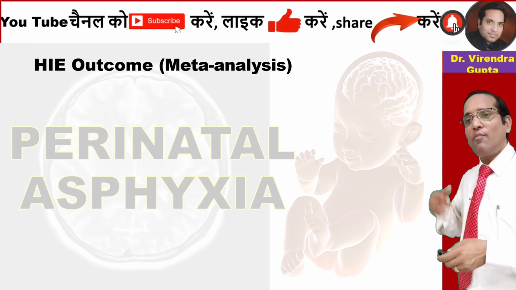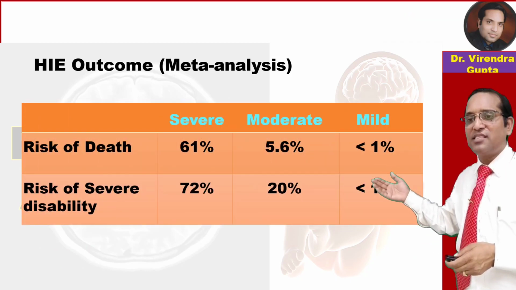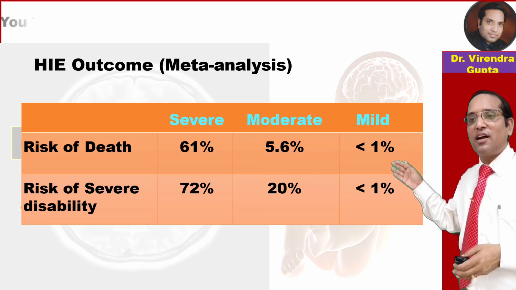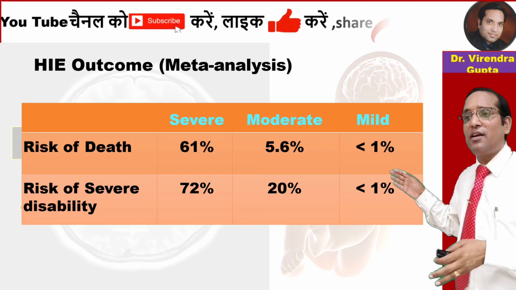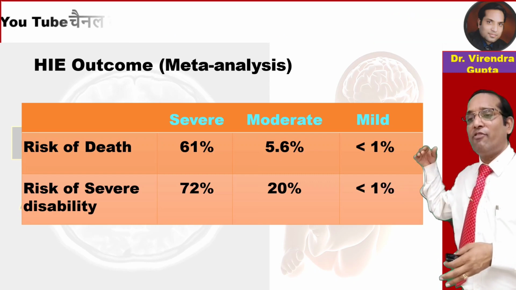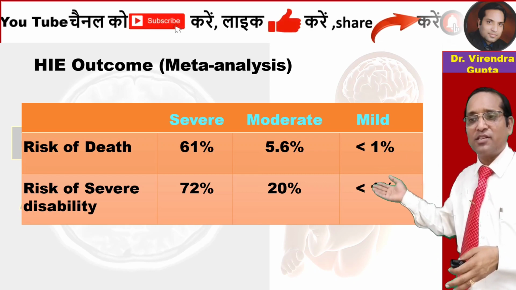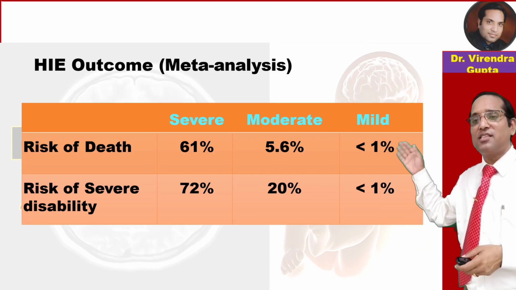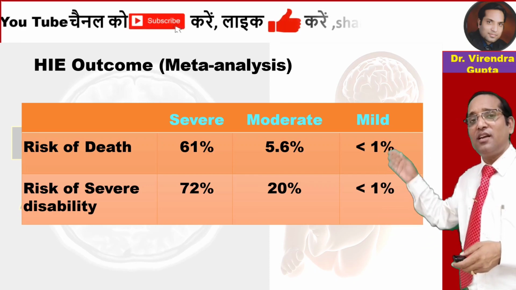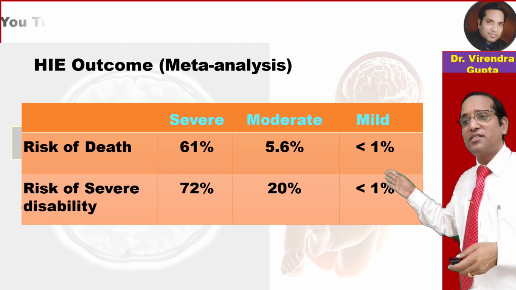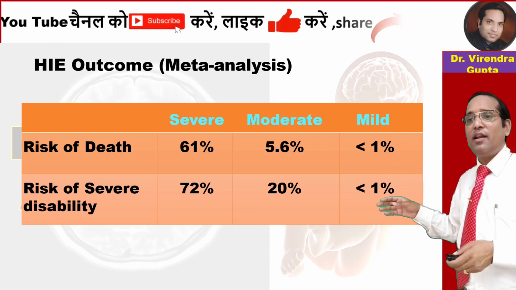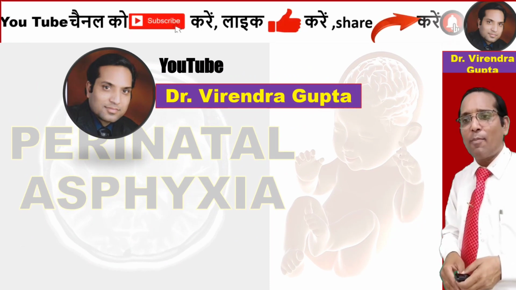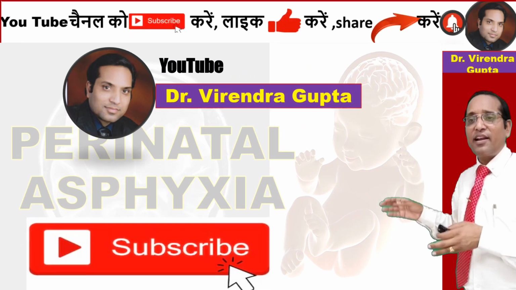So guys, regarding the outcome of HIE, a meta-analysis was done where in severe cases of HIE, or HIE 3, the risk of death is 61%, while in HIE 1 or mild cases there is less than 1% death. Severe disability is found in 72% of severe cases or HIE 3, 20% in HIE 2, and less than 1% in mild cases. So guys, this is all about perinatal asphyxia.